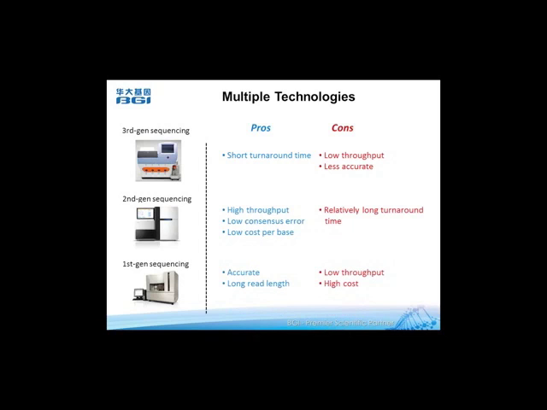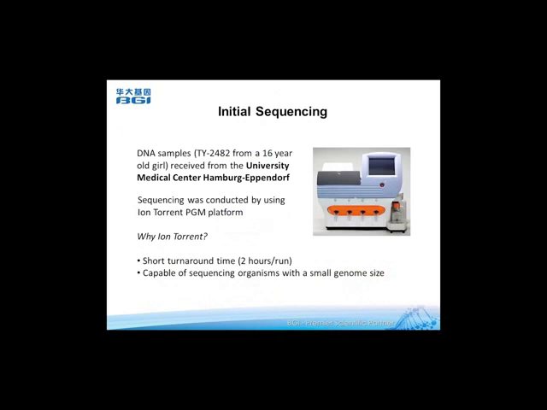And then the first generation Sanger was used because it's accurate, and then for the complete map. Okay, and then in more detail, the initial sequencing was done from a DNA sample, which we call TY2482. It's from a 16-year-old girl patient received from the University Medical Center in Hamburg-Eppendorf. And then we used the Ion Torrent PGM platform for doing that.